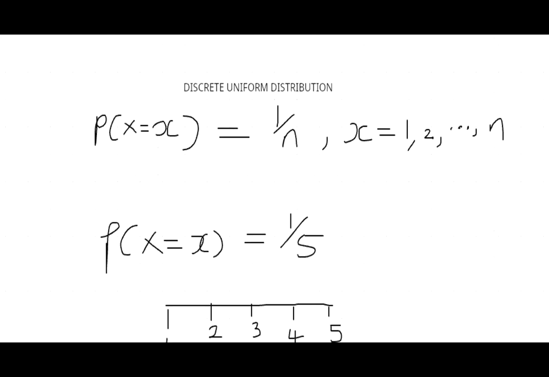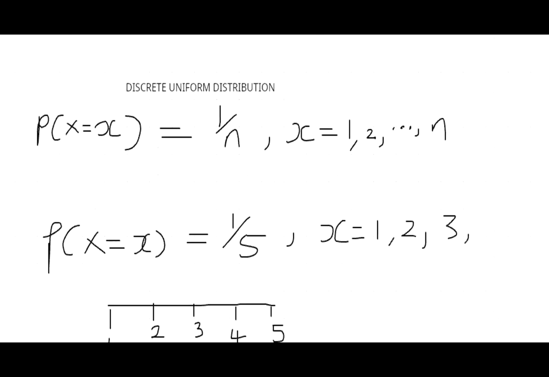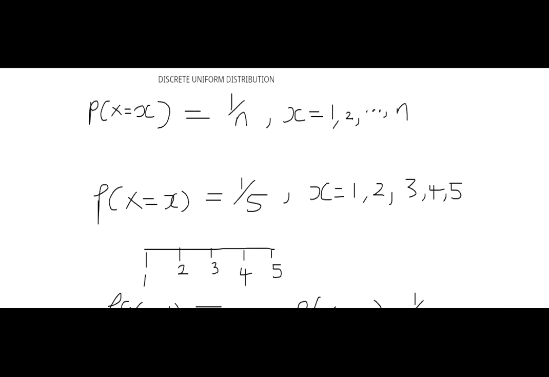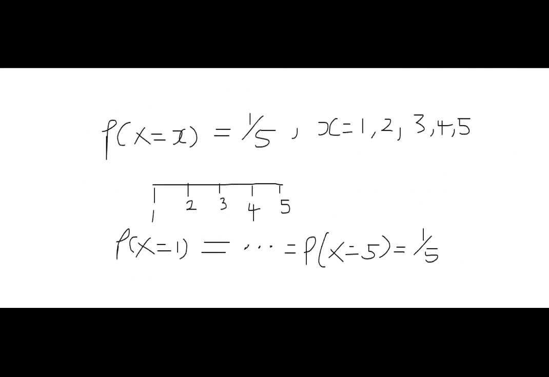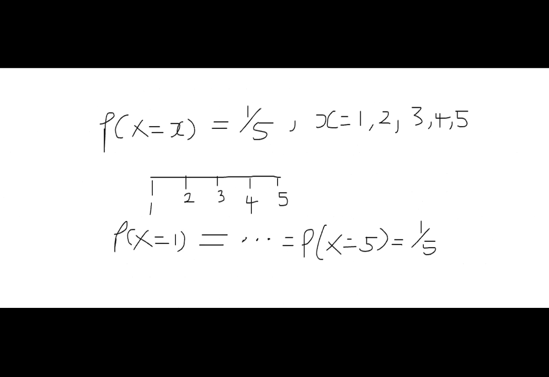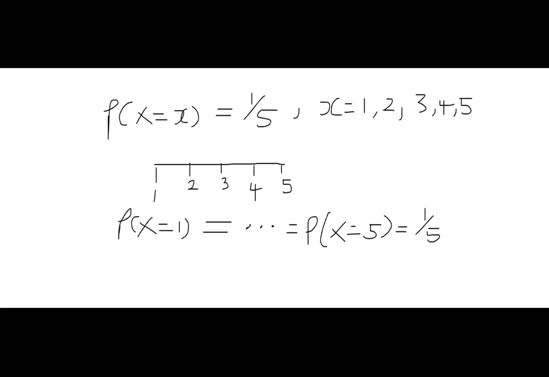For x equal to 1, 2, 3, 4, and 5. So that is the case in what we are looking at here. And so in that case, the probability that x is equal to 1, as well as the probability that x is equal to 2, as well as the probability that x is equal to 3, and we continue like that until you get to x equal to 5, is 1 over 5. It doesn't change. So that's a uniform distribution.